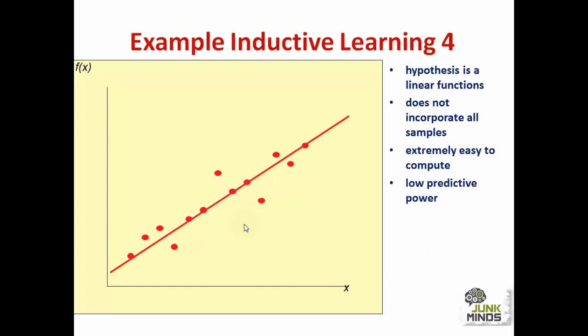Then we have something like this, which you can say is the easiest of them all. Over here, we just come to a hypothesis and represent it as a linear function. It is one of the easiest to calculate and one of the easiest to represent, but the predictive power is extremely low. So this is how we can plot the evidence and then try to derive the hypothesis out of it. So this is inductive learning.